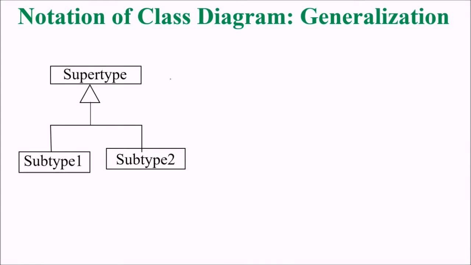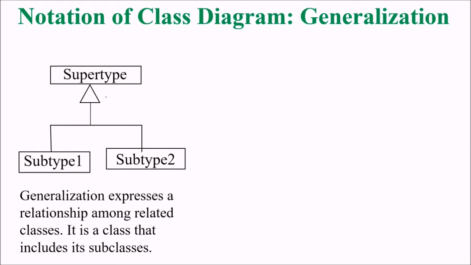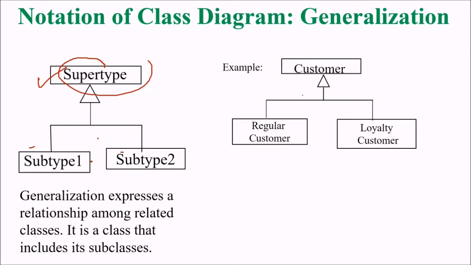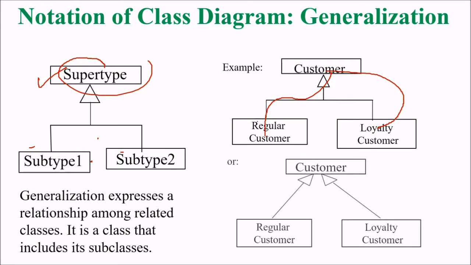And then we come to the generalization. Generalization is expressing a relationship among related classes. So it is a class that includes its subclasses. So this is our superclass. These two are subclasses. So these two have a generalized supertype, like a customer. A regular customer is also a customer. A loyalty customer is again a customer. So these two customers, they have generalization as a customer.